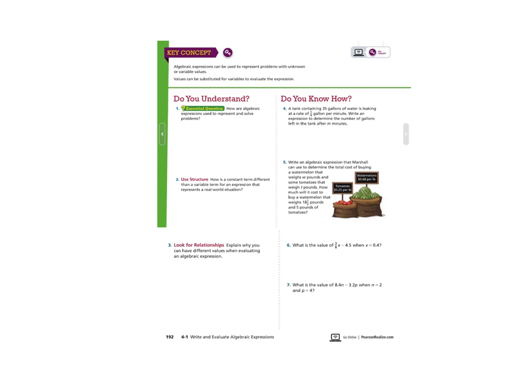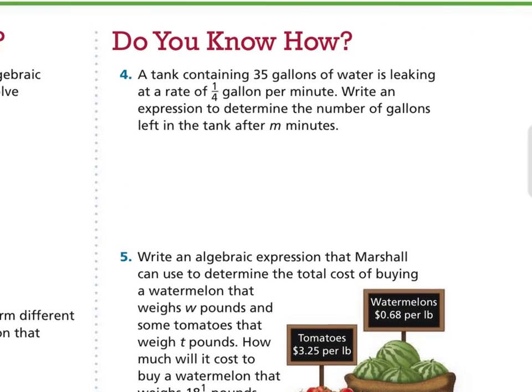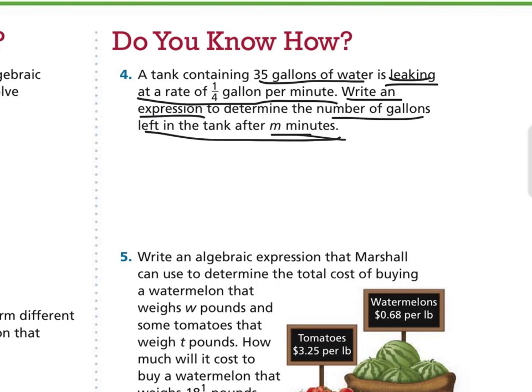Page 192, if we look at number 4: a tank containing 35 gallons of water is leaking at a rate of 1/4 gallon per minute. Write an expression to determine the number of gallons left in the tank after m minutes.